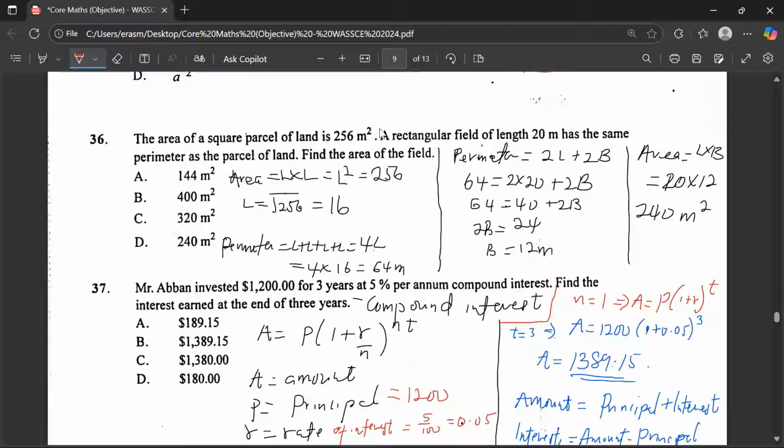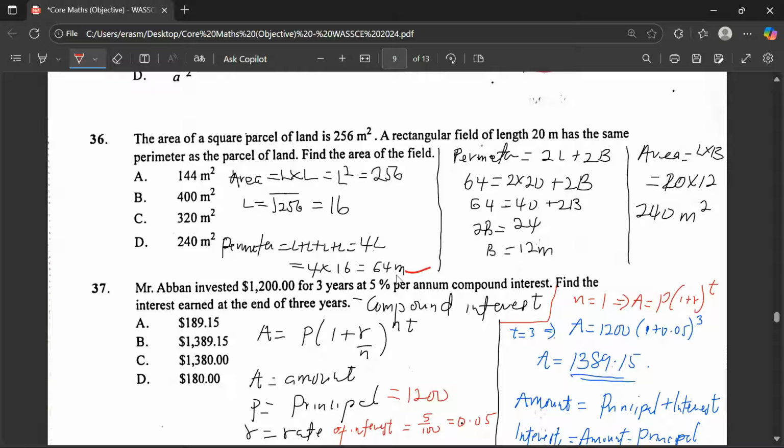256 m squared. If you find the root of 256, that is 16. So L is 16. The length of the square land is 16. Now, perimeter of a square is length plus length plus length plus length. That is equal to 4L. So 4 times 16 equals 64 meters.